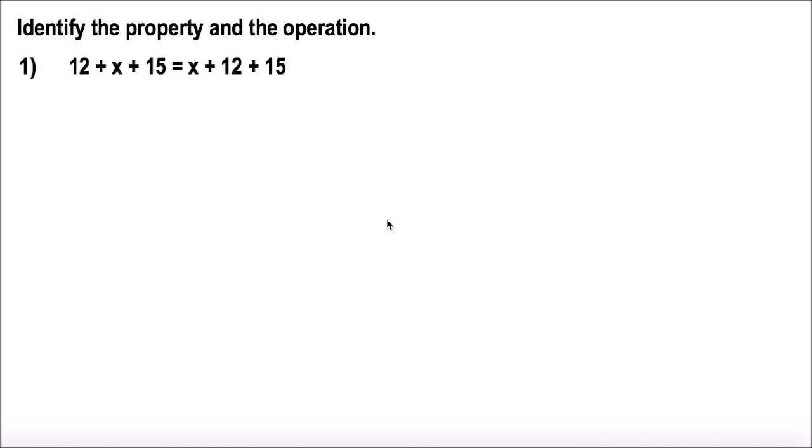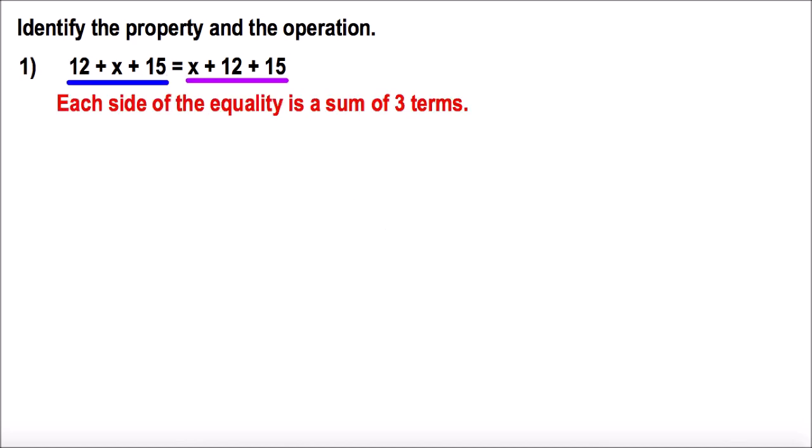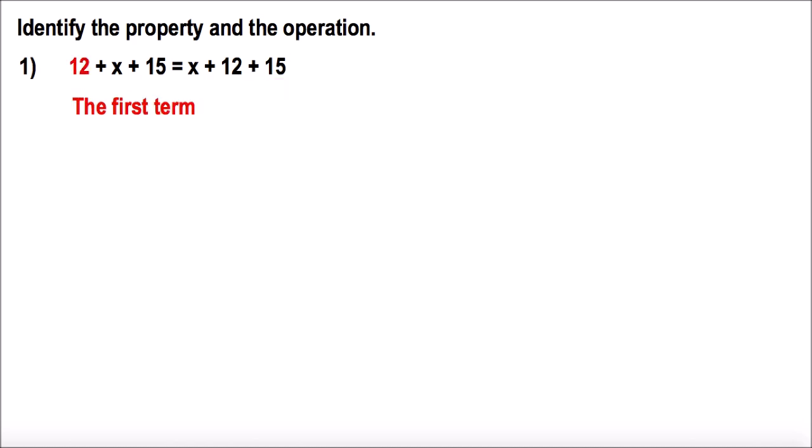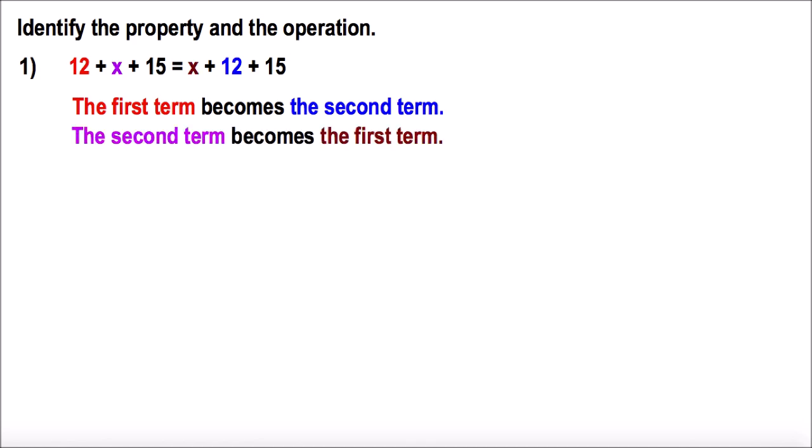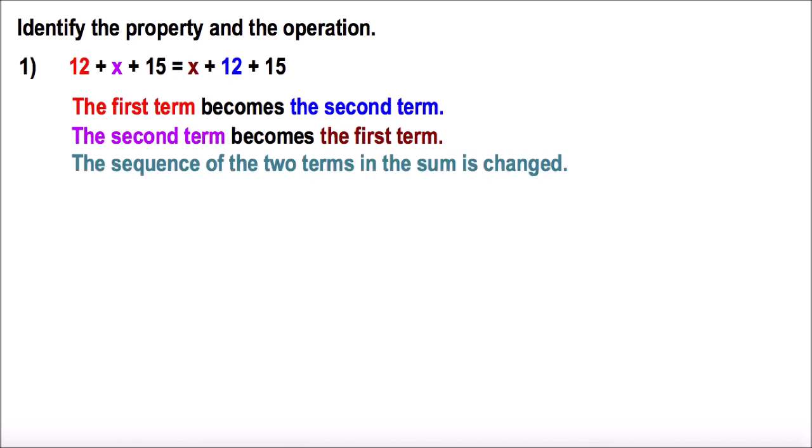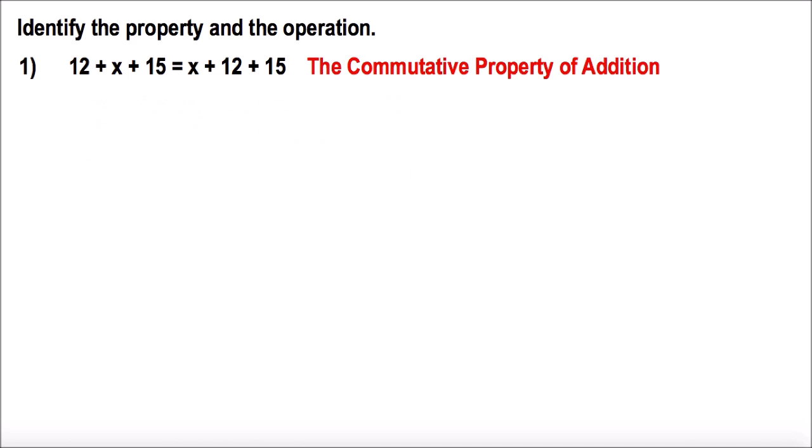Question 1. 12 plus x plus 15 equals x plus 12 plus 15. Each side of the equality is a sum of 3 terms. The first term, 12, becomes the second term. The second term, x, becomes the first term. The sequence of the 2 terms in the sum is changed, which is the commutative property of addition.